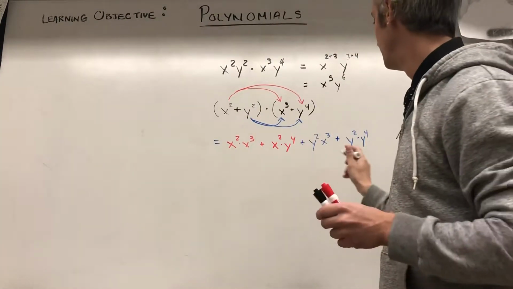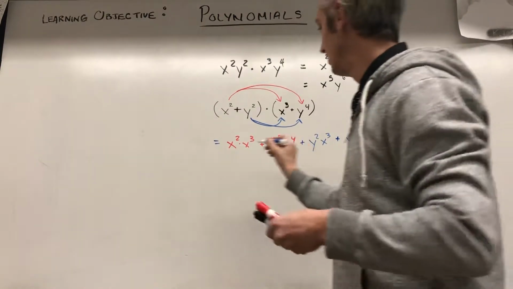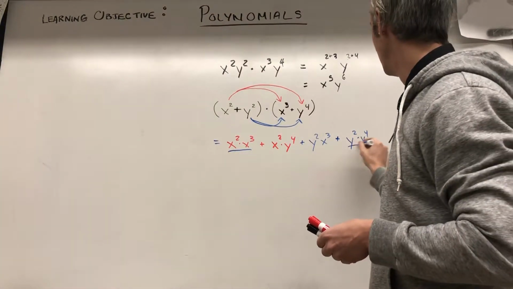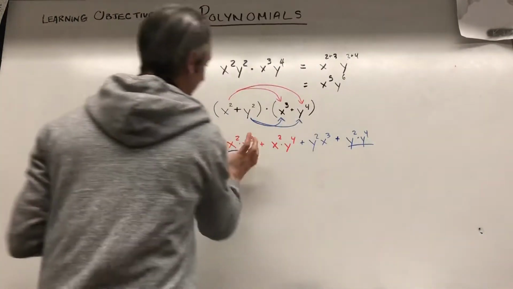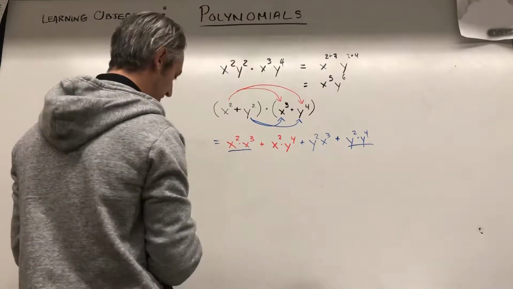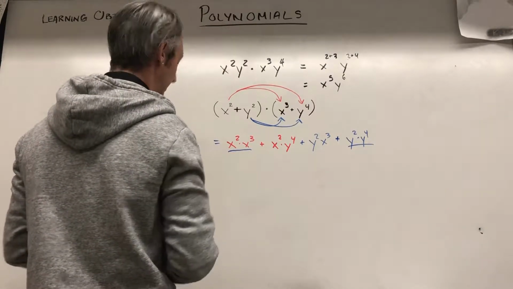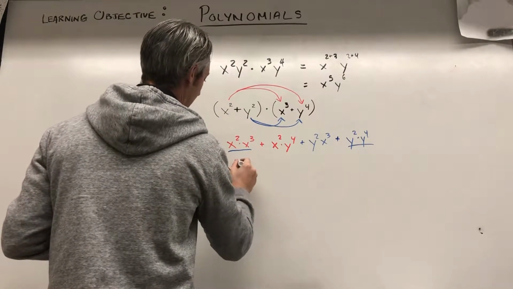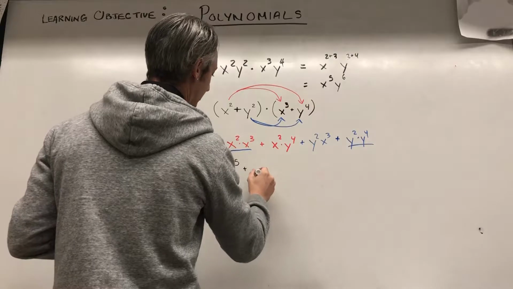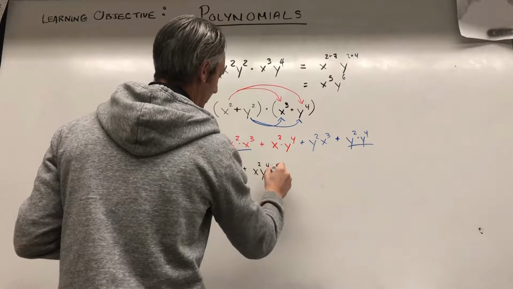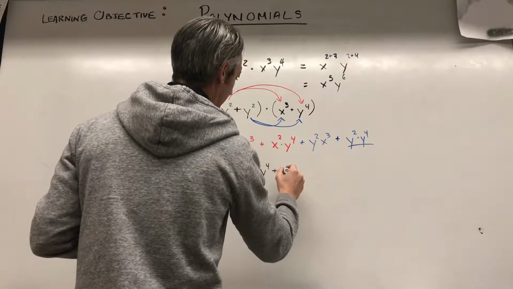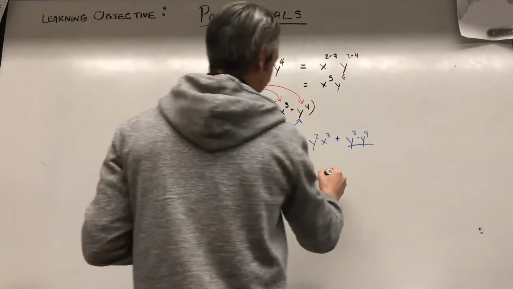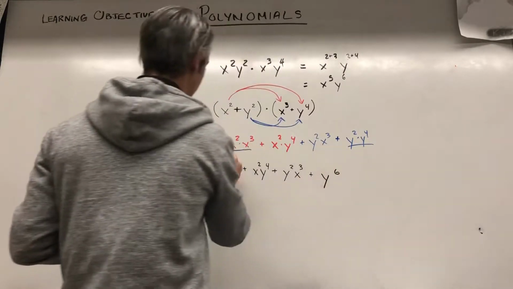However, we can simplify this a little bit, because over here we have two bases of x, and over here we have two bases of y. So those we can actually add the exponents because they are multiplying each other. So this ultimately becomes x to the power of 5 plus x squared y to the power of 4, plus y squared x to the power of 3, plus y to the power of 2 plus 4, which is 6. Okay?